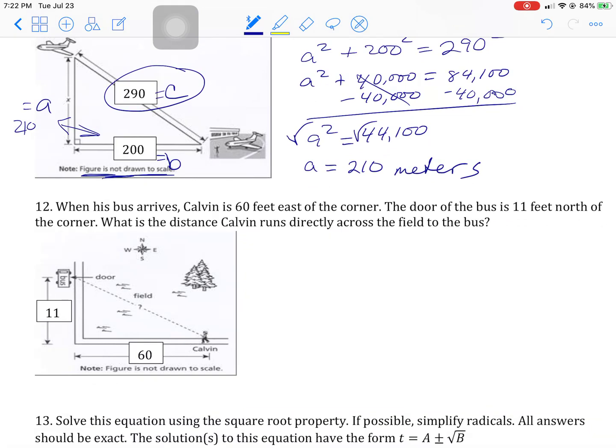Let's look at the next one. So I'm going to make this A and this B, figure not drawn to scale, and now they want to know what C equals. So it runs directly across the field. It's nice to write the formula down. If it's required, find out from your instructor. If it's required, I recommend it highly.